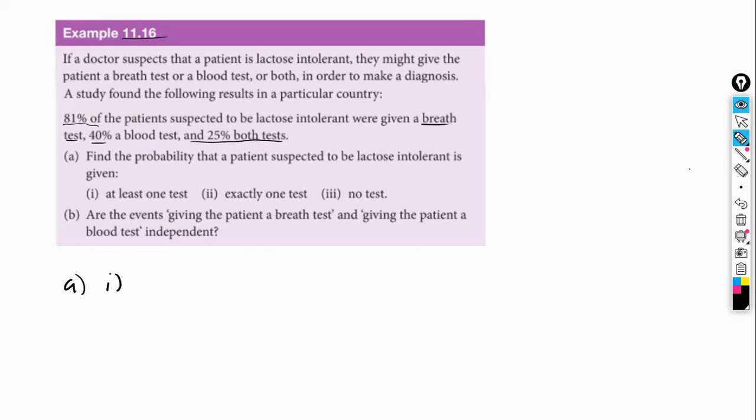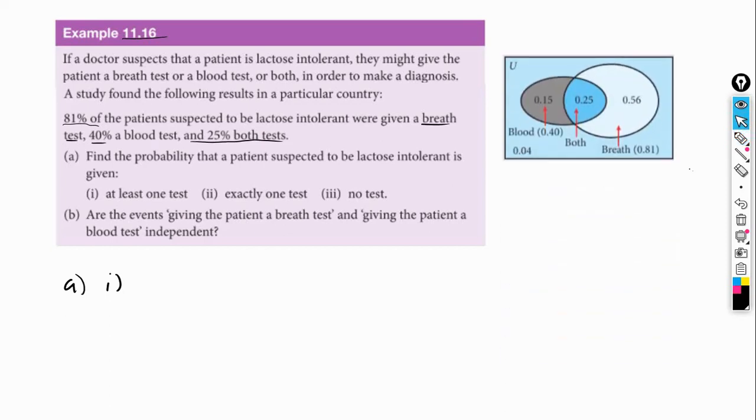Letter A. Find the probability that a patient suspected to be lactose intolerant is given 1. At least one test, 2. Exactly one test, and 3. No test. So for this, we're going to use a Venn diagram because we have the condition that there are people that are taking both tests. So that means that there's an intersection between both of those events.